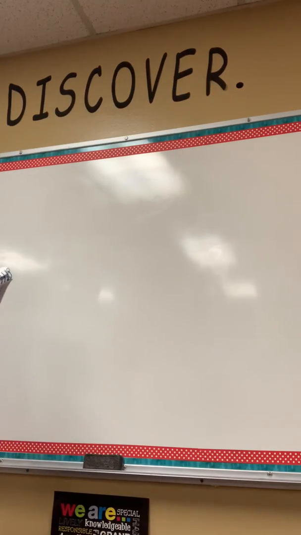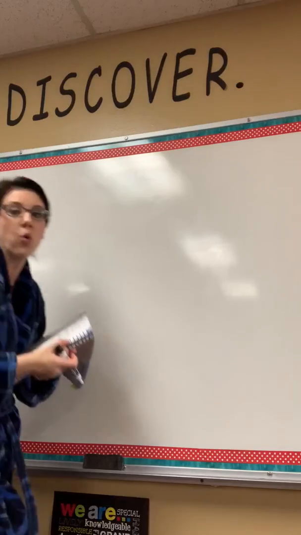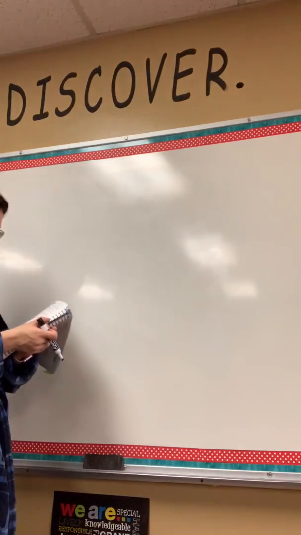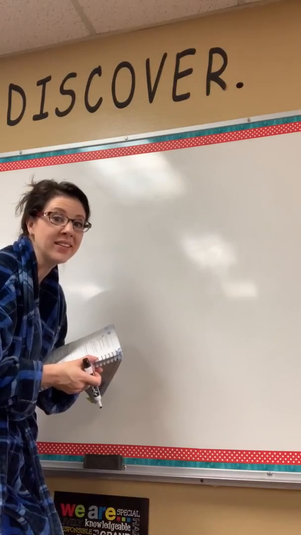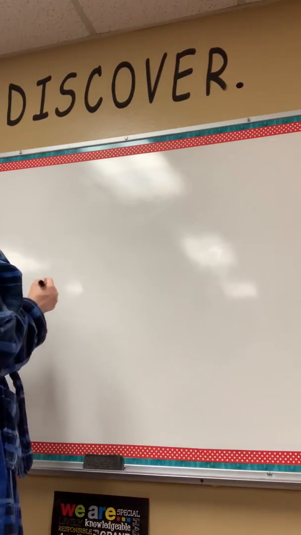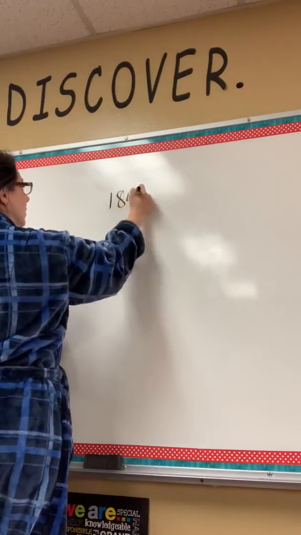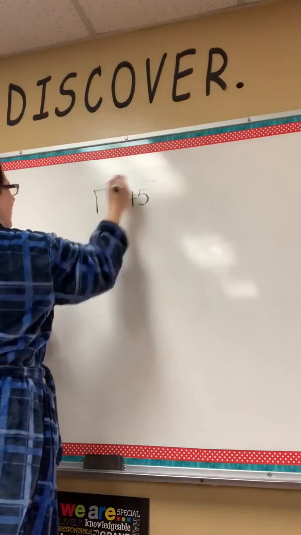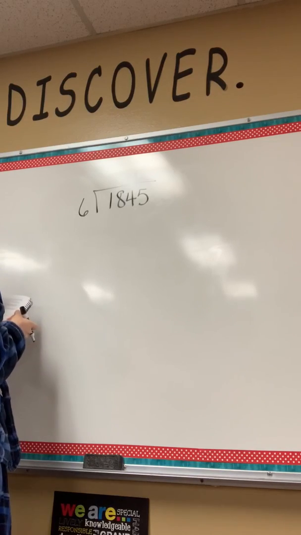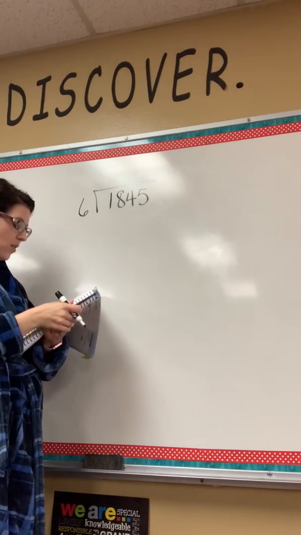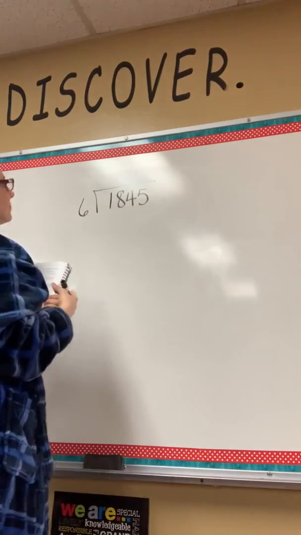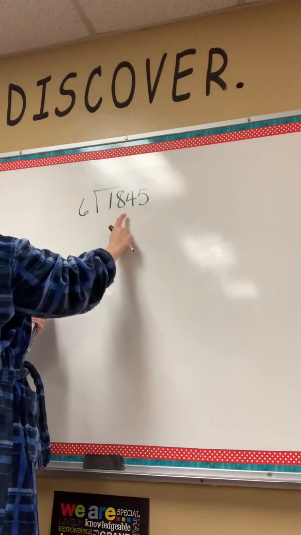Example 3 says, estimate the quotient. Quotient. When I see that word, I know I'm talking about what? Division. Here we go. Divide 1,845 by 6. Okay? But before we get started, they want us to find a reasonable number to estimate. What should we round this number to?